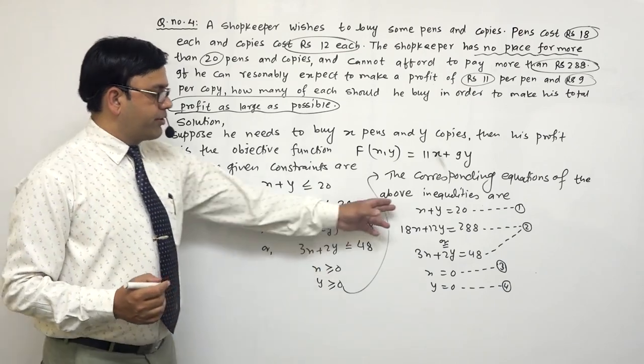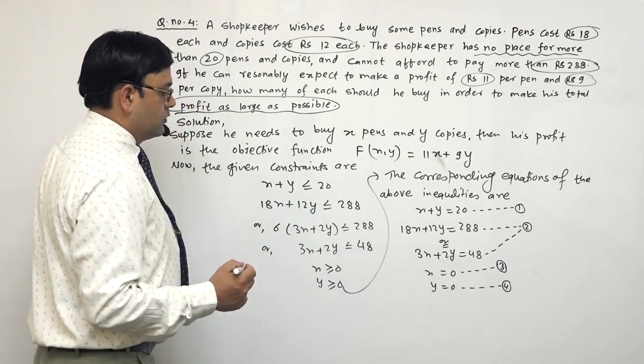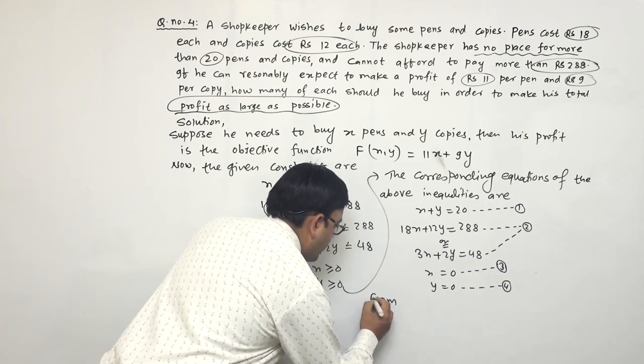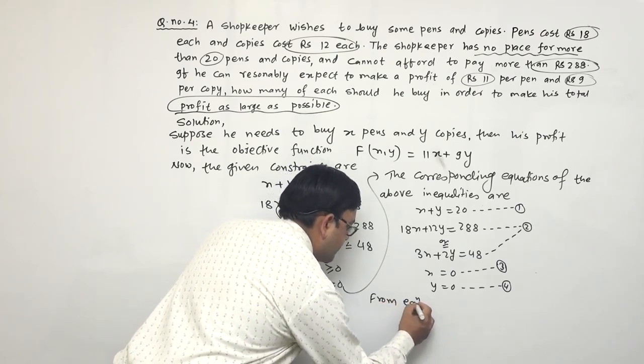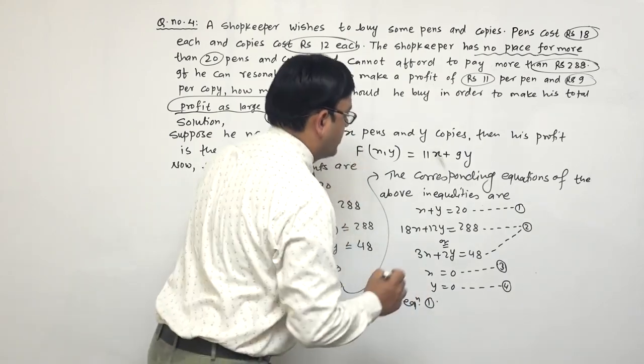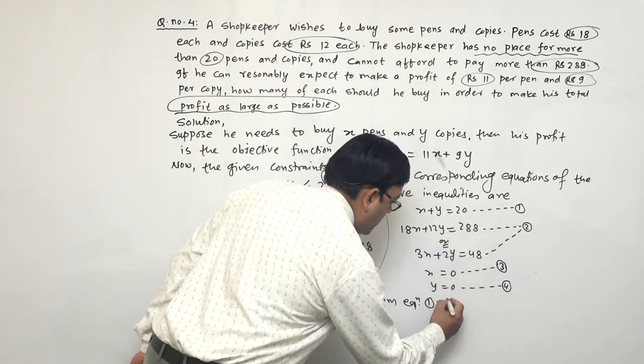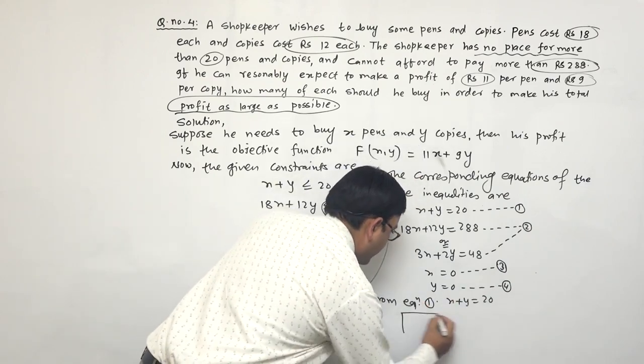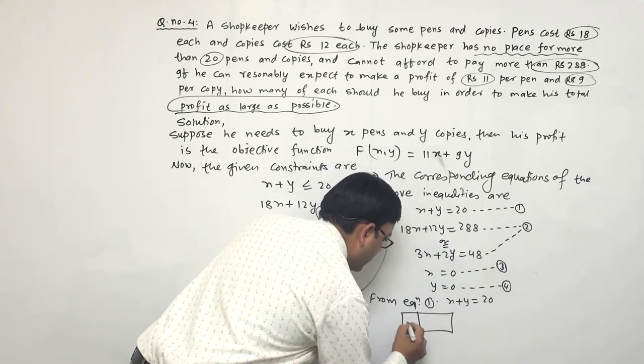Now let's take equation 1. So from equation 1, the first equation is x plus y is equals to 20.